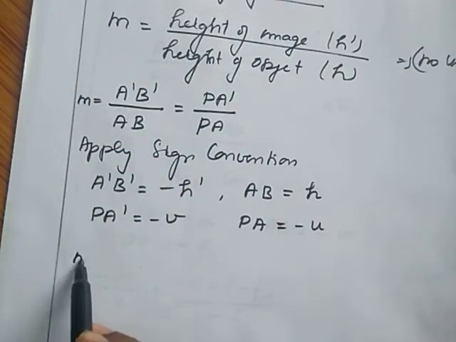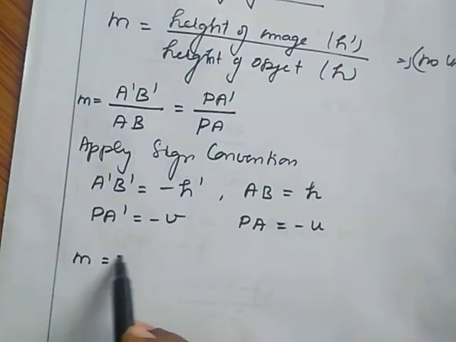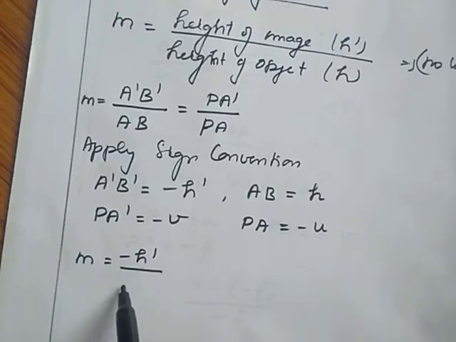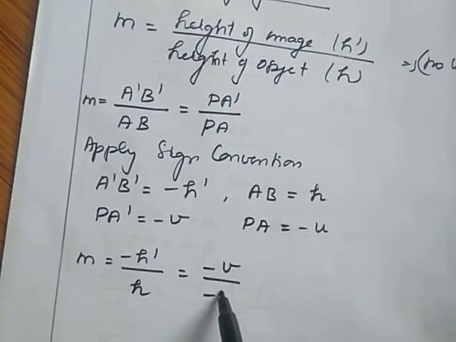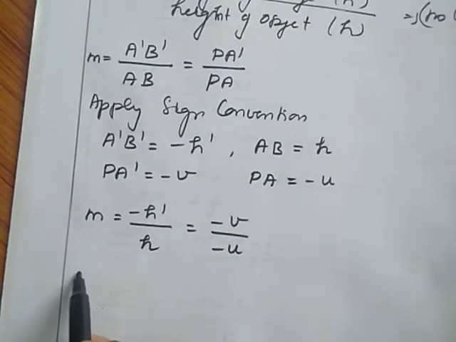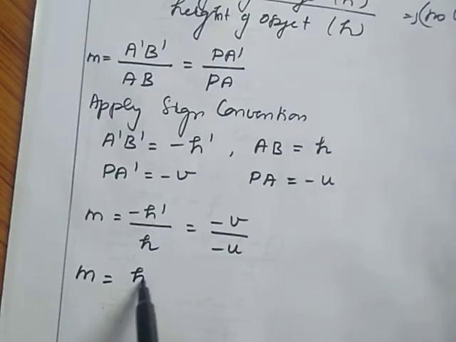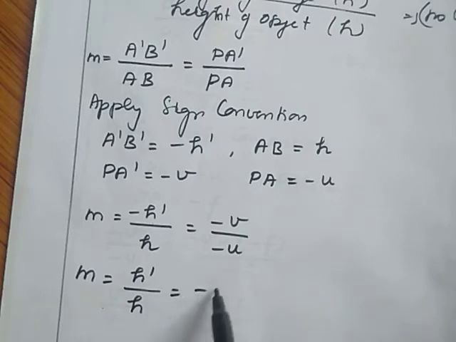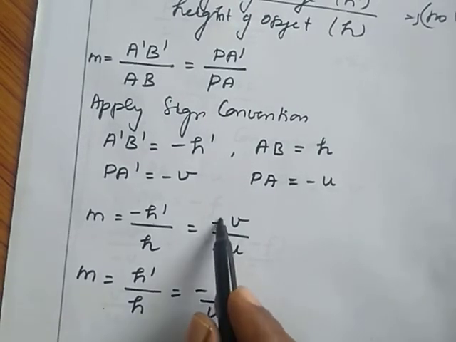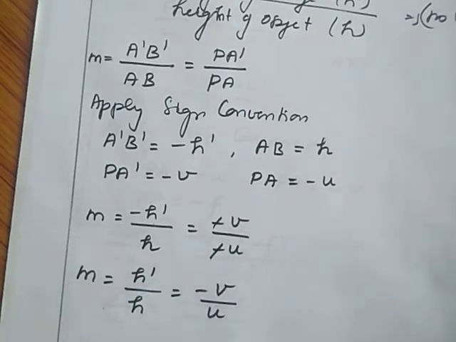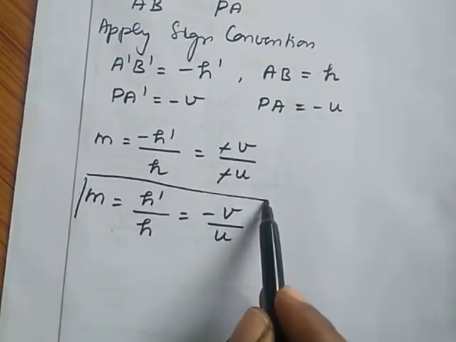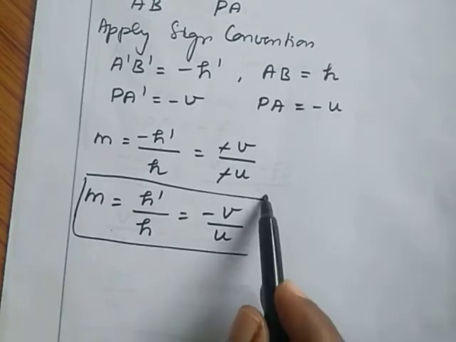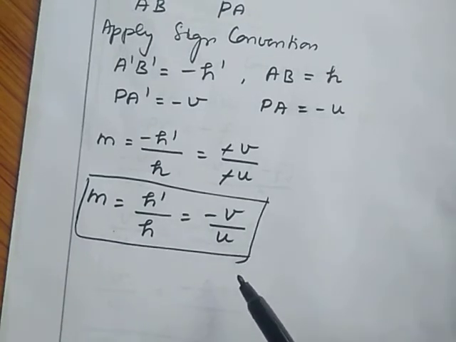Then m is equal to a dash b dash, that is minus h dash, over h. This one is minus v, this one is minus u. On solving this we get m is equal to h dash by h is equal to minus v by u. Minus minus cancel, and this minus comes to this side. This is the equation for lateral magnification, also said to be transverse magnification.